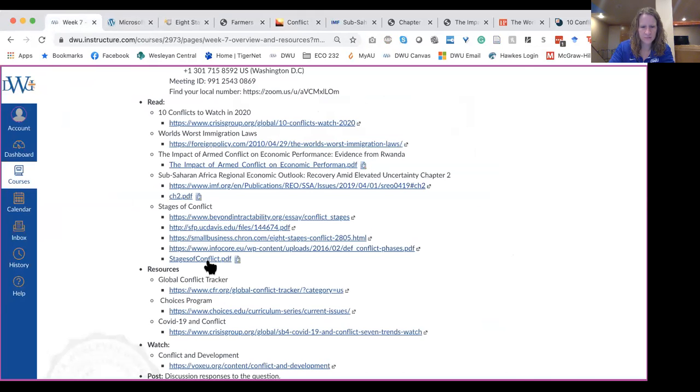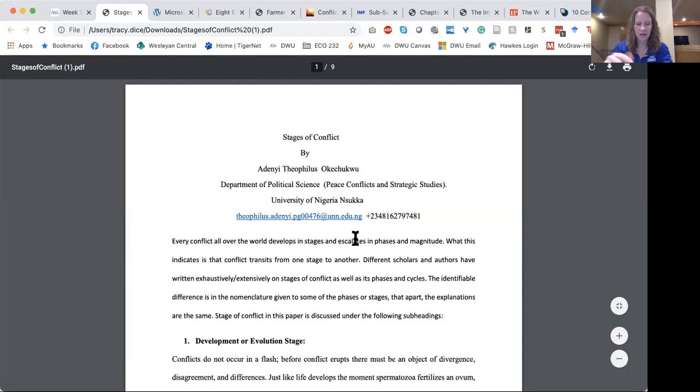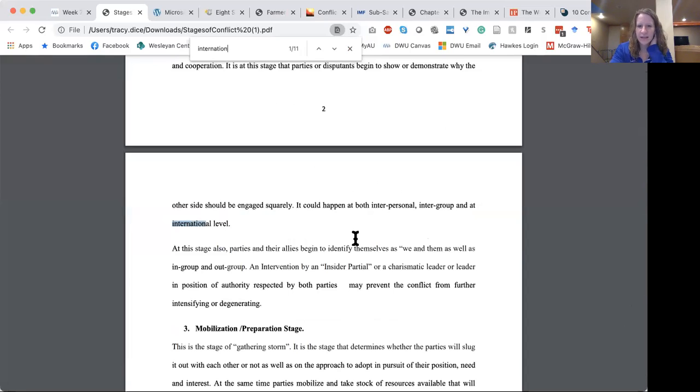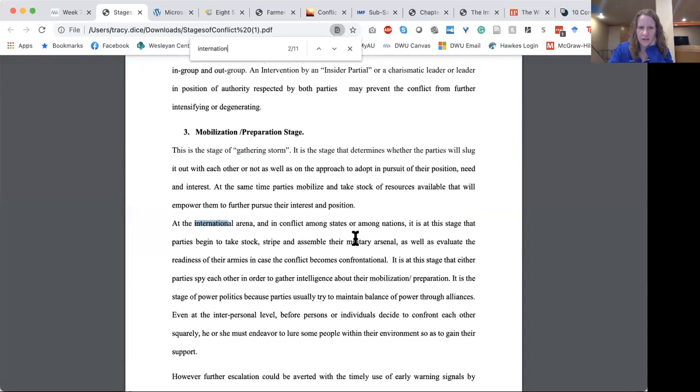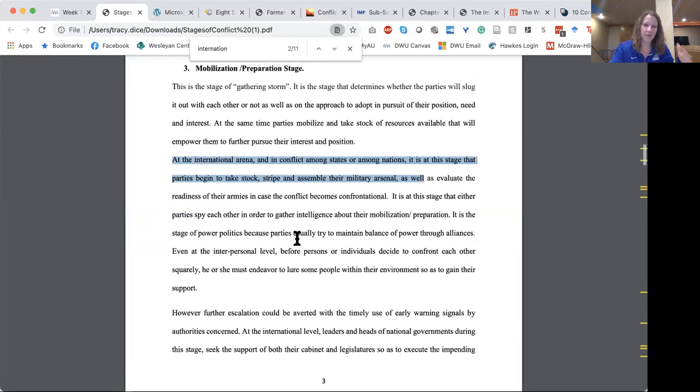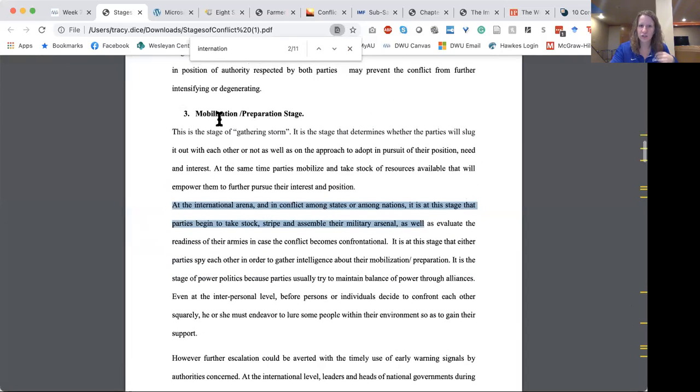Let's look at the next one. This is the PDF. This one, sorry about that. Do the international, and they talk about it at the international level. So at the international arena, the conflict among states and among nations. If you do that, it'll help you maybe understand a little bit more at each stage.